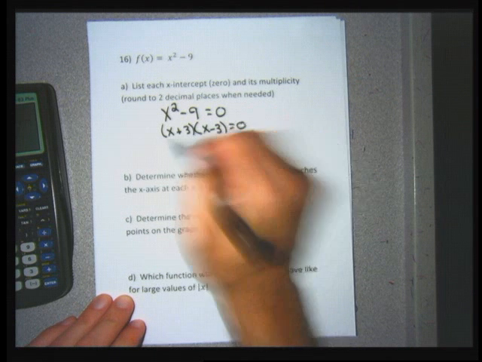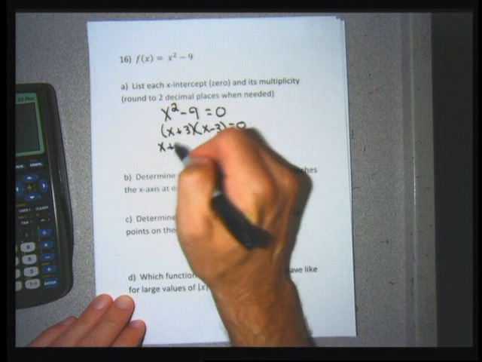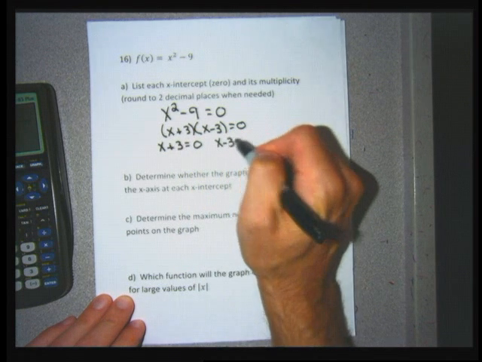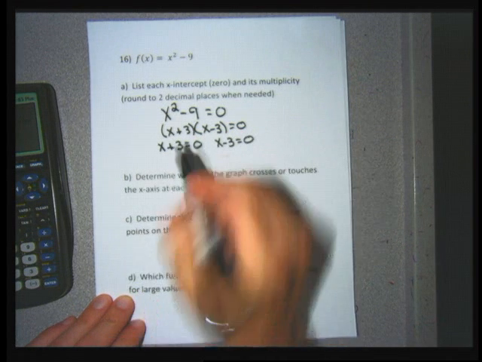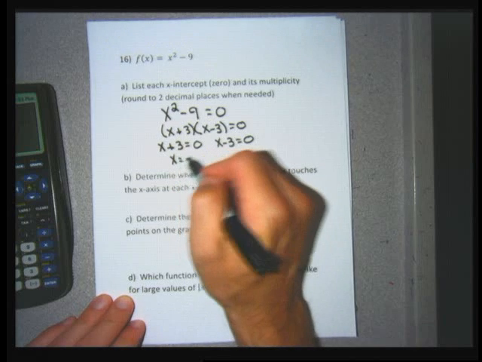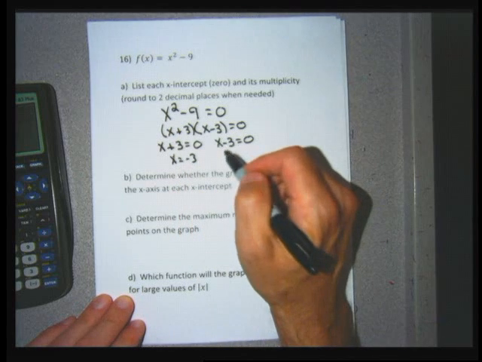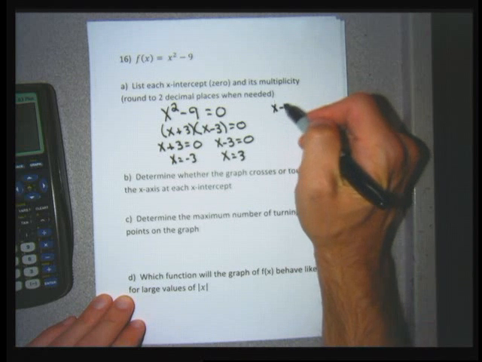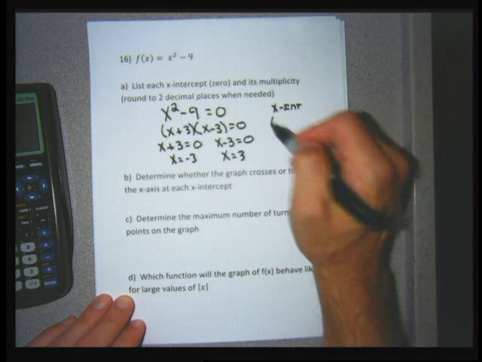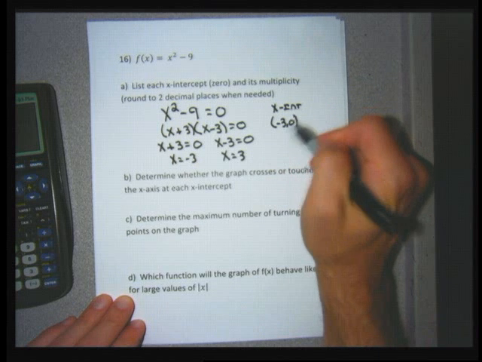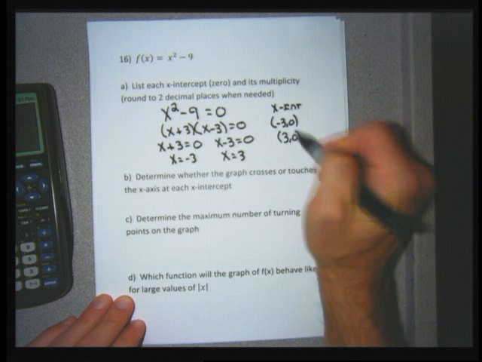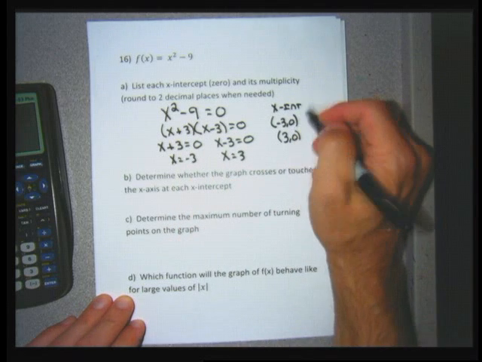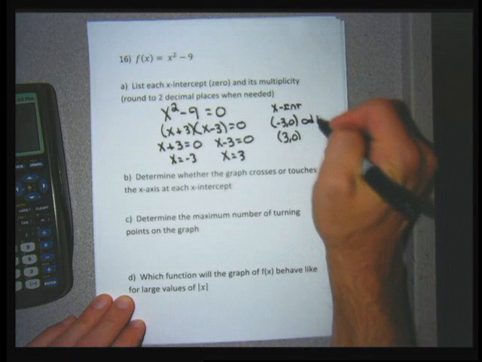Once I have it factored, I can set the factors equal to 0. The left factor, I subtract 3 from both sides and get negative 3. The right factor, I add 3 to both sides and get x equal to 3. So my x-intercepts are going to be the points (-3, 0) and (3, 0). They both have odd multiplicity because neither of the factors has an exponent, so there's an implied 1.